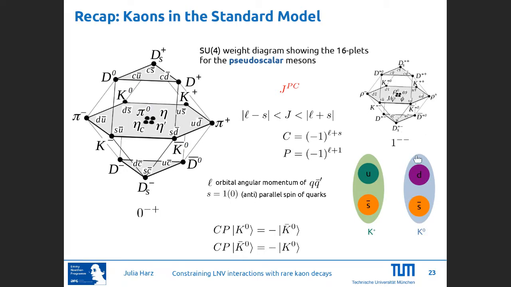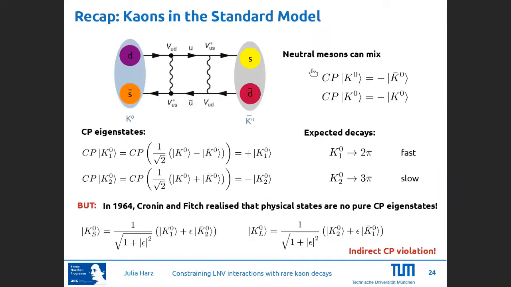So now let's first have a look at the neutral kaon, the K0. As they are neutral, they can basically mix, so we have the kaon oscillations. You see here that via these weak interactions, a K0 can oscillate into a K0 bar. This means that from these states, the K0 and K0 bar, we can create CP eigenstates that are either even or odd under the CP transformation.